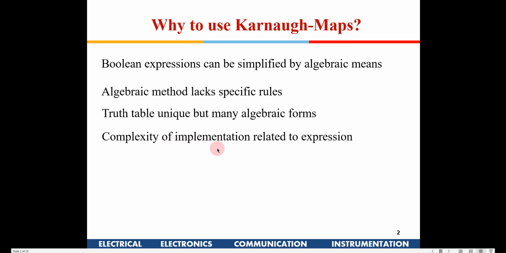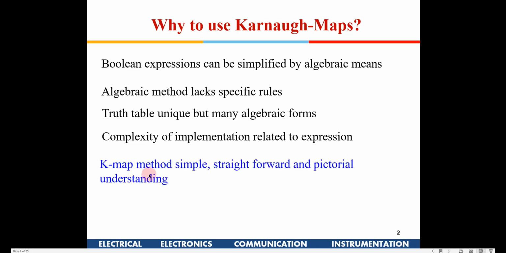Then there is complexity of implementation. Some expressions might be very complex in nature. There could be 4 variables and then what rule to apply may not be that simple for us to decide. So KMaps provide a simple, straightforward method, with pictorial understanding.